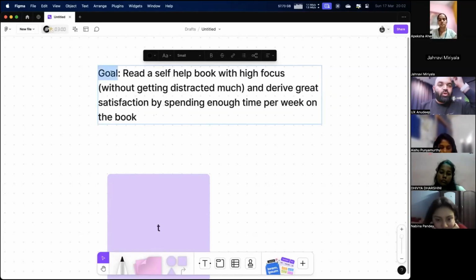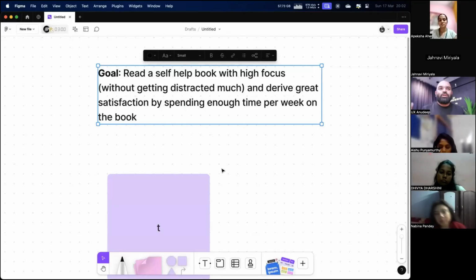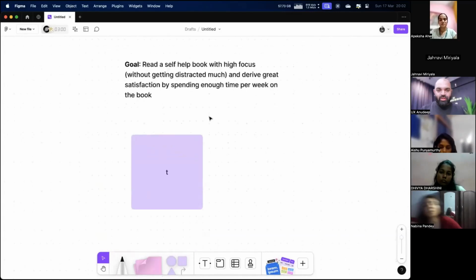Nice. Now the goal looks like a goal. Yeah. This looks like something you can do something for. Or is it just looks like reading a book? Okay. What? Why? Where? Awesome. Very good. Now this is the goal.